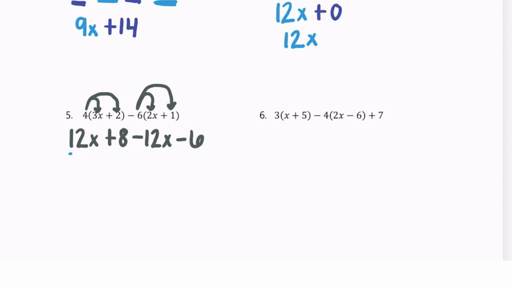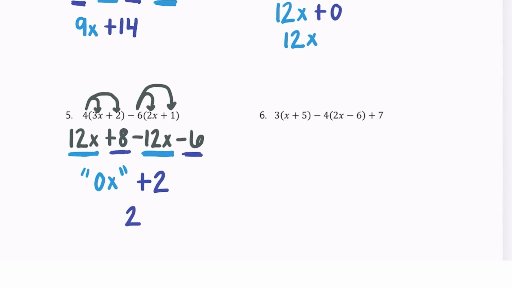Combining like terms, we have 12x minus 12x. That does go to 0x, and we don't need to write that. We're going to just eliminate it, right? 12x minus 12x is 0x, so we're actually not going to write any x's. And then we have 8 minus 6, which will leave us with a +2. So when we go to simplify this answer, we would just be writing 2. Okay?